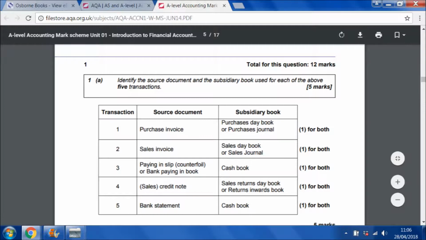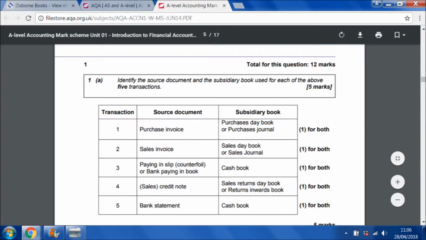So what you should have identified is that we are James Fay, because that's the first name mentioned in the question. We purchase goods on credit, and therefore number 1 is a purchase invoice. For number 2, we then sold goods on credit, and it is therefore a sales invoice. For the third one, this is one that we haven't done yet, we paid our cash into the bank. So this is one that is identified as a paying in slip. So well done if you got that one correct.